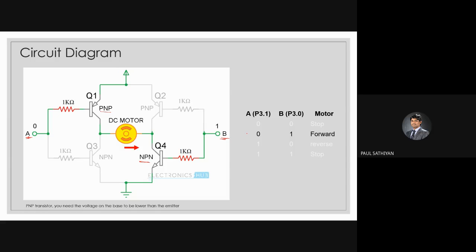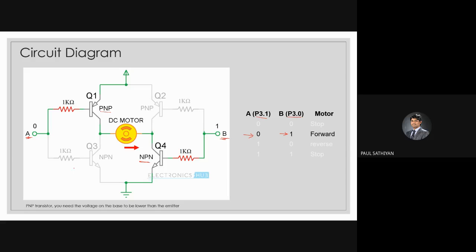Let's assume that for A I am giving 0 and B I am giving 1. As of now, you don't need to worry about what this P3.1 and P3.0 is. I'll come to that later. But let's understand what will happen if I make A as 0 and B as 1. So in this slide, I have made A as 0 and B as 1.